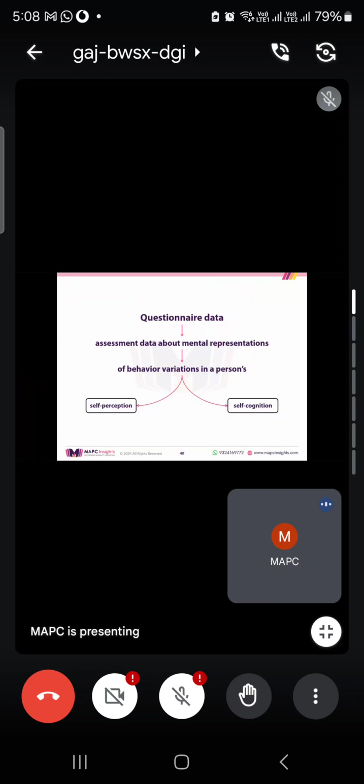Questionnaire data is assessment data about the mental representation of behavior, variation in a person's self-perception and self-cognition. So the assessment data you are collecting through a questionnaire is about the mental representation of the behavior of the person, self-perception and self-cognition. Cognition means thought process, memory, and all those things will come in that.